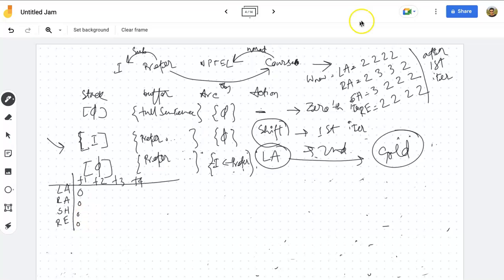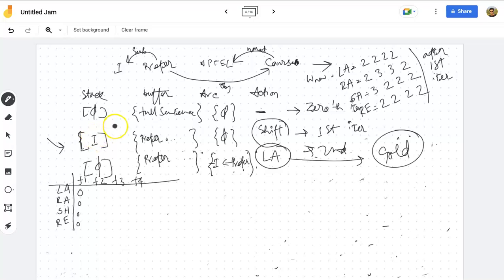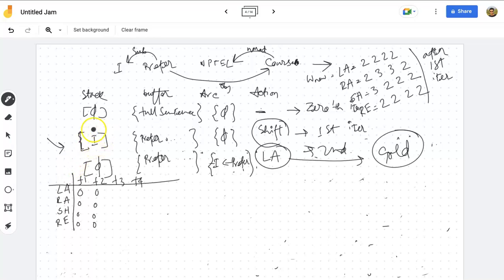Now what is the next feature? Next feature, top of the stack is noun and top of the buffer is verb. But top of the stack is I, which is a pronoun. So again it is 0. Feature 3 is top of the stack is pronoun and top of the buffer is verb. Yes, prefer is verb and I is pronoun. So F3 is 1 for all these actions.